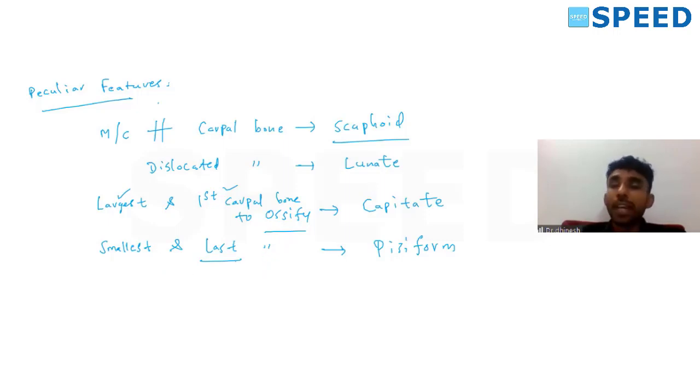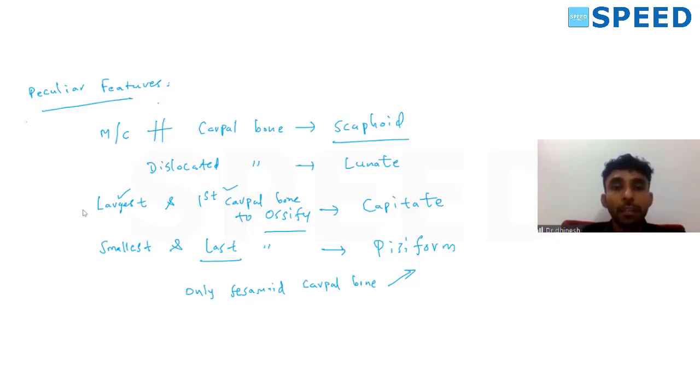And can you tell me, among the 8 carpal bones, which is the only sesamoid carpal bone? Yes, exactly. The answer is pisiform. Pisiform is the only sesamoid carpal bone. Is it fine? Pisiform is the only sesamoid carpal bone.